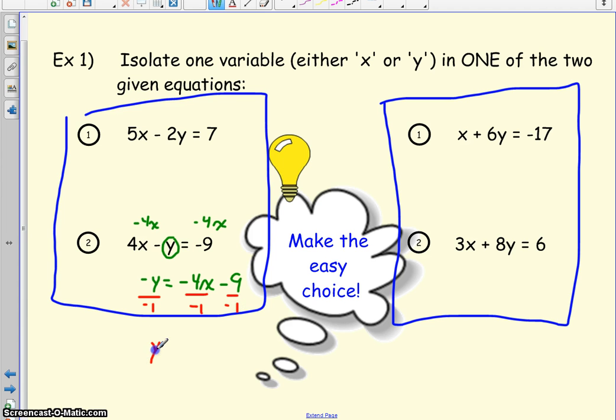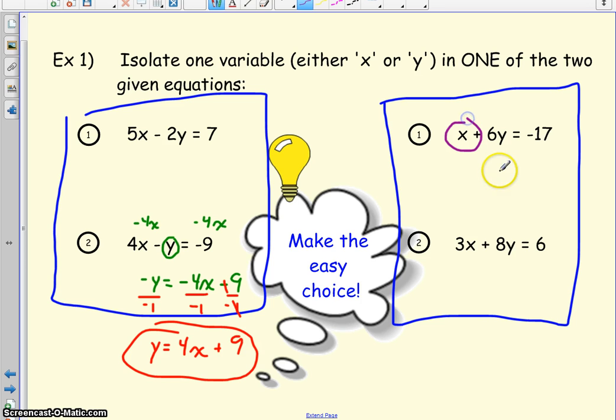That's going to give me y equals positive 4x plus 9, because all those negatives cancel there and there. Okay, so again, this is by far the much easier choice. If you look at the second group of equations, you can see very quickly, hopefully, that the easiest one to isolate for is the x variable in the first equation.